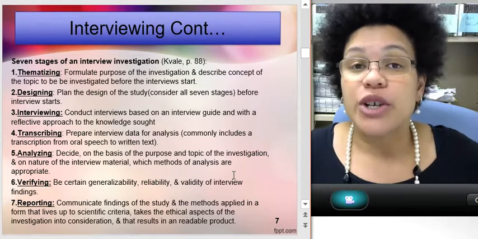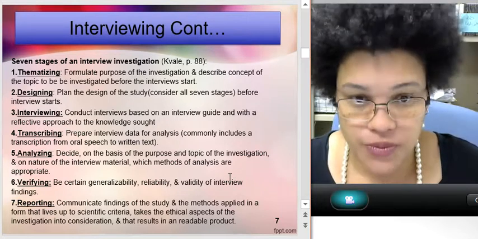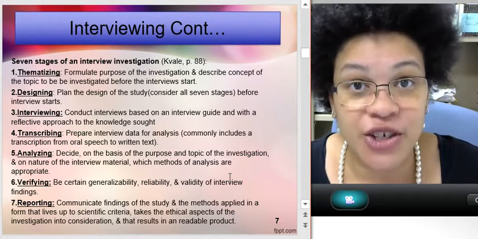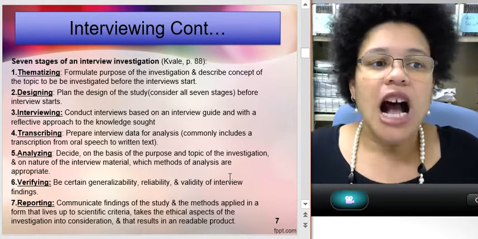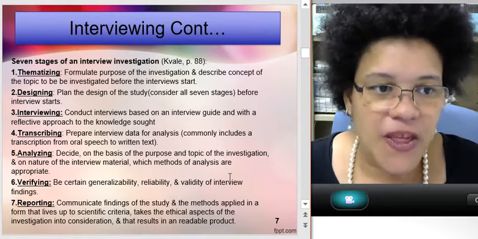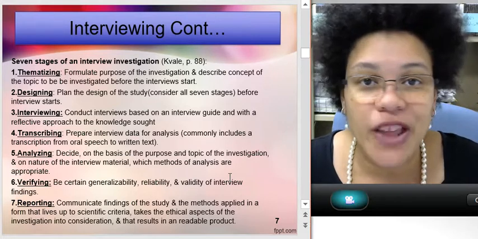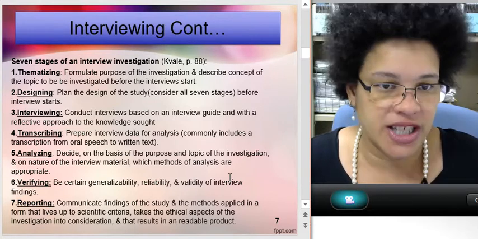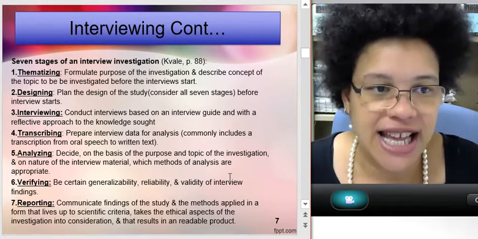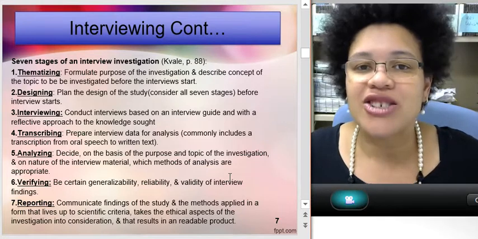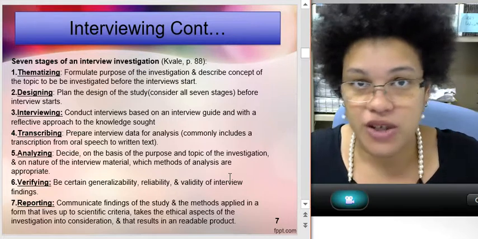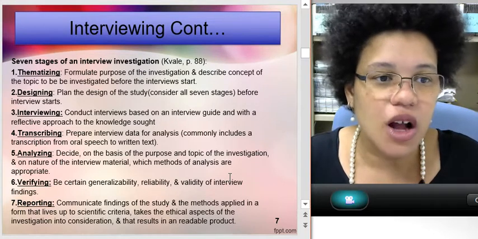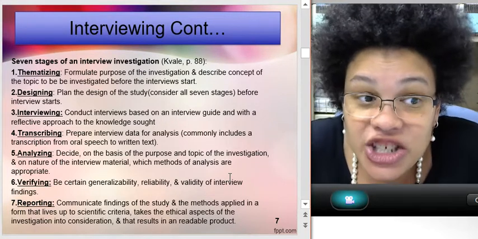Okay, so we're doing a qualitative interview, right? It's possible to do a quantitative interview, but we're talking about qualitative interviews here. First is thematizing. What theme, what topic are you interested in? What's the purpose of your investigation? Next, you design your study, which is very similar to what we've talked about for designing qualitative studies overall. Then you conduct your interviews.